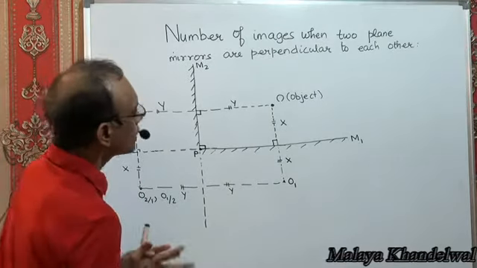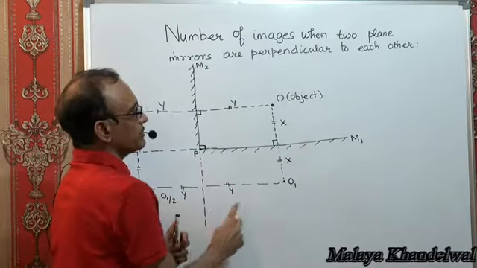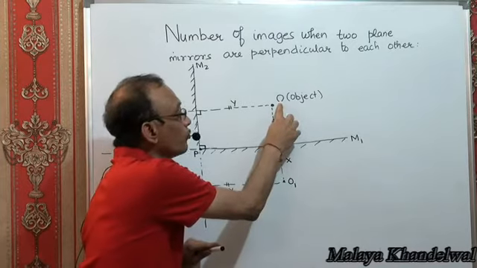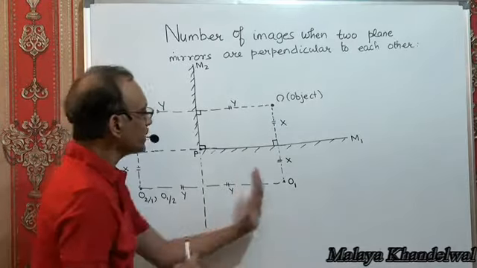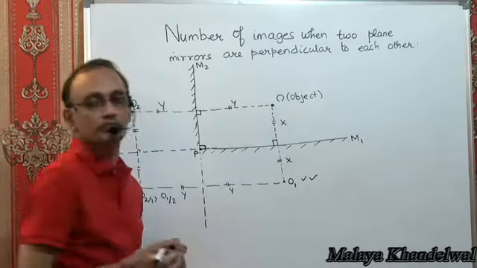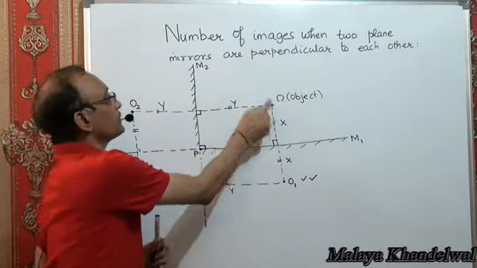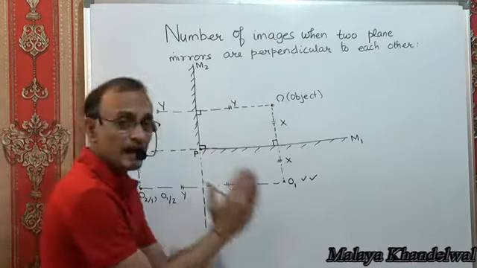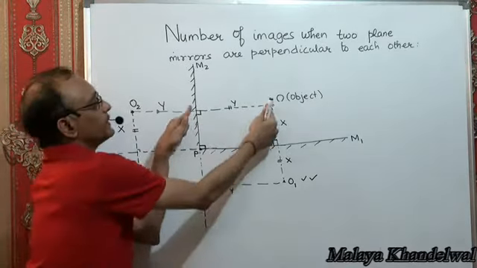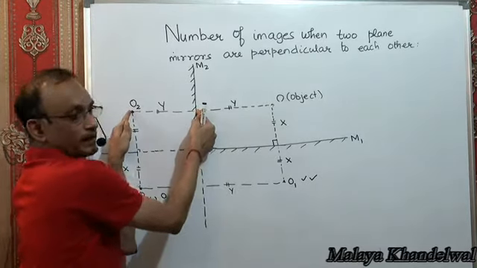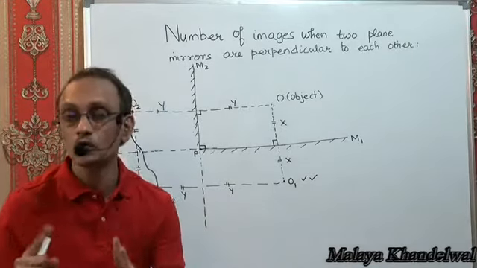First things first. If O is the object at a distance x from M1, then because of M1, its image would be O1. O1 is the image of O as formed by M1. Object distance is image distance, right? So that's one image, formed purely by M1. Now obviously there would be rays of light from O incident on M2, and there is going to be an image O2 of the object O formed by M2, and if this distance is y, this distance will also be y. So two images for sure, O1 and O2.